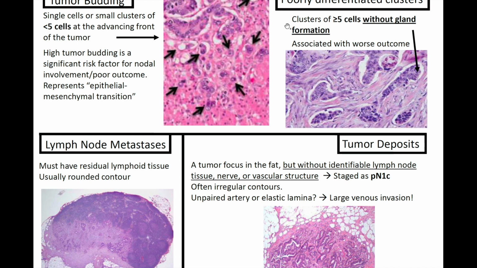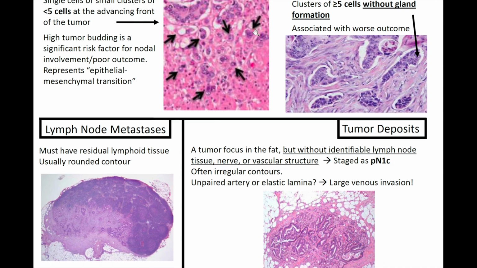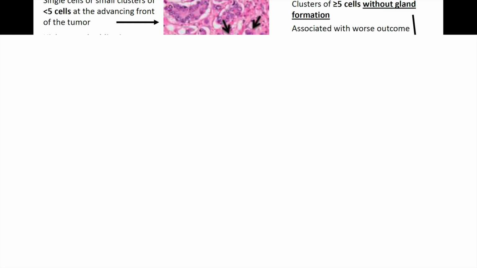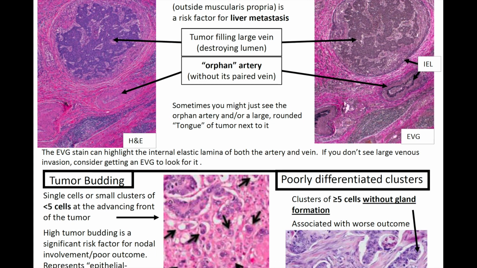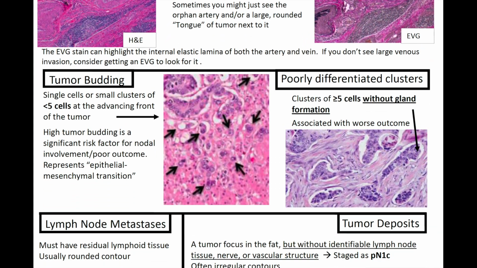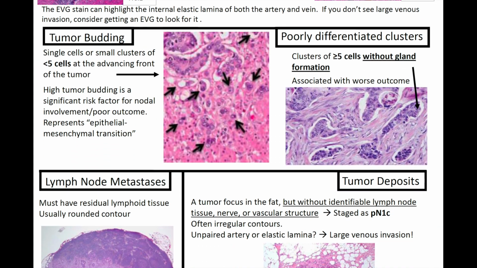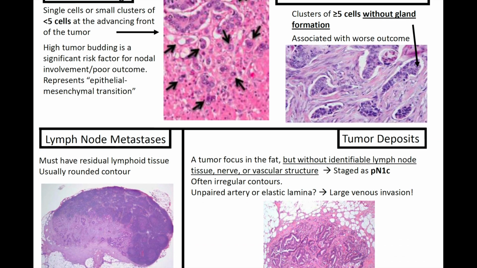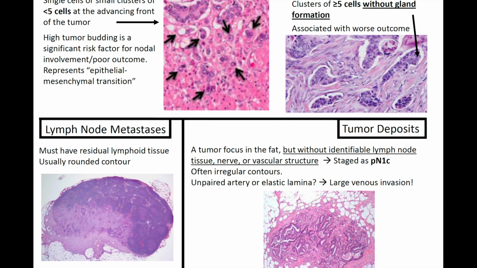and it represents epithelial mesenchymal transition. So poorly differentiated clusters are clusters of 5 or more cells without gland formation, and that's associated with worse outcome. Because remember, we talked about if it's able to maintain that glandular orientation, that's more well differentiated, but once it gets away from that gland formation and it's doing other things other than forming glands, it's a higher grade and worse prognosis.